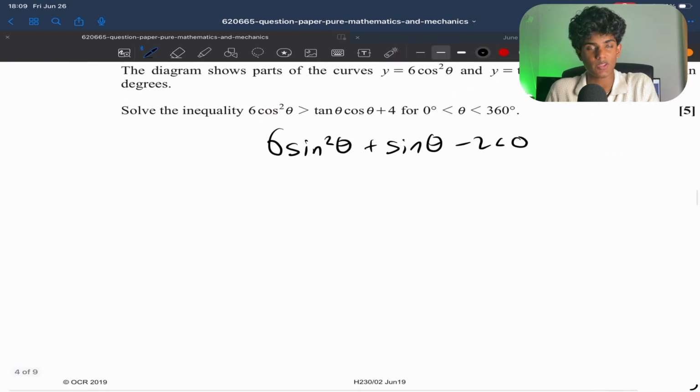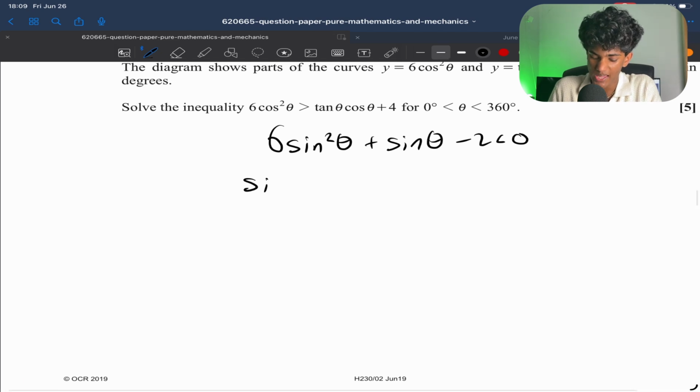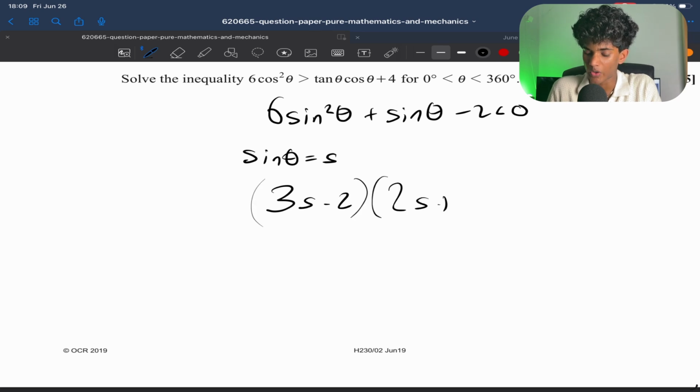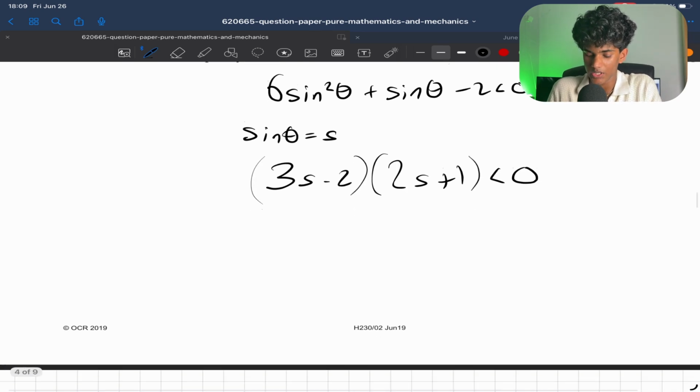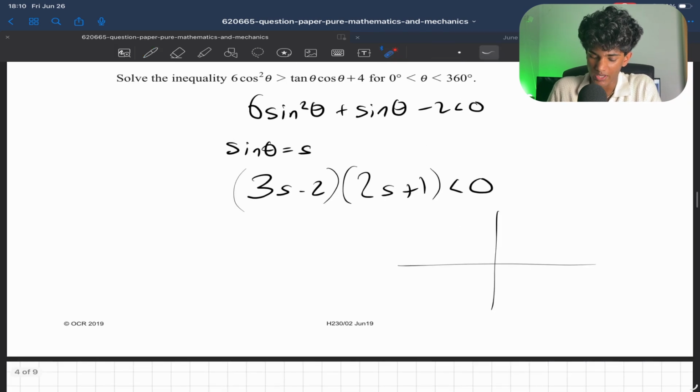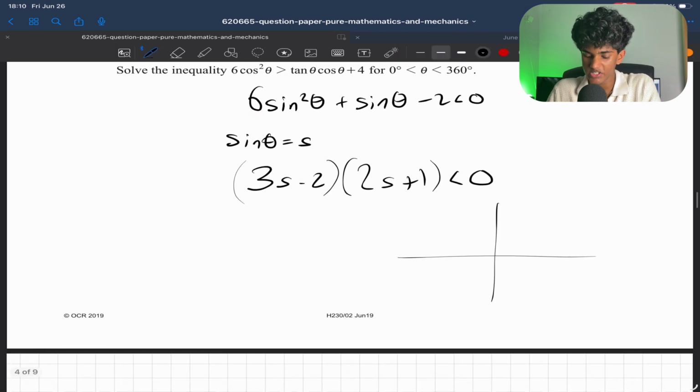Okay, now, this bit's simple, it's just a disguised quadratic. Let's say sine theta equals s to make it simple. 3s minus 2 times 2s plus 1 is less than 0. So let's just sketch out our quadratic quickly. It has a positive s squared coefficient, so it needs to be u-shaped, and the y-intercept is minus 2, so it'll look something like that.